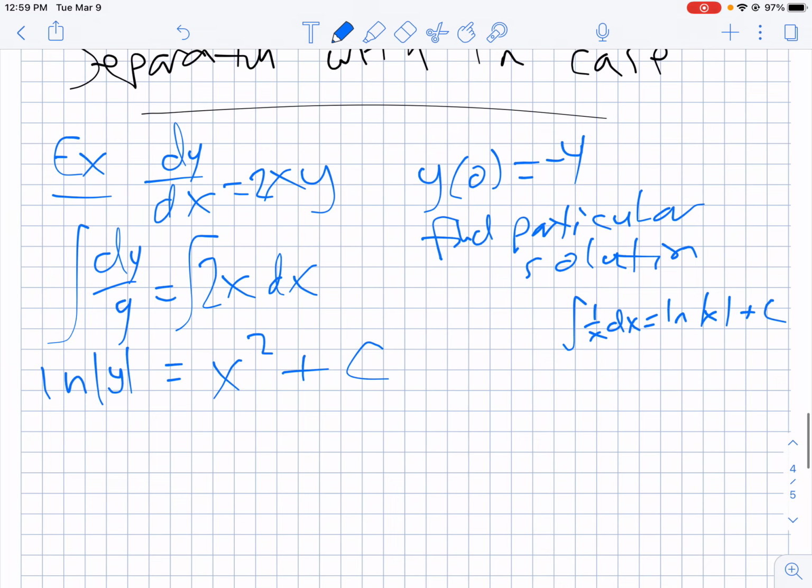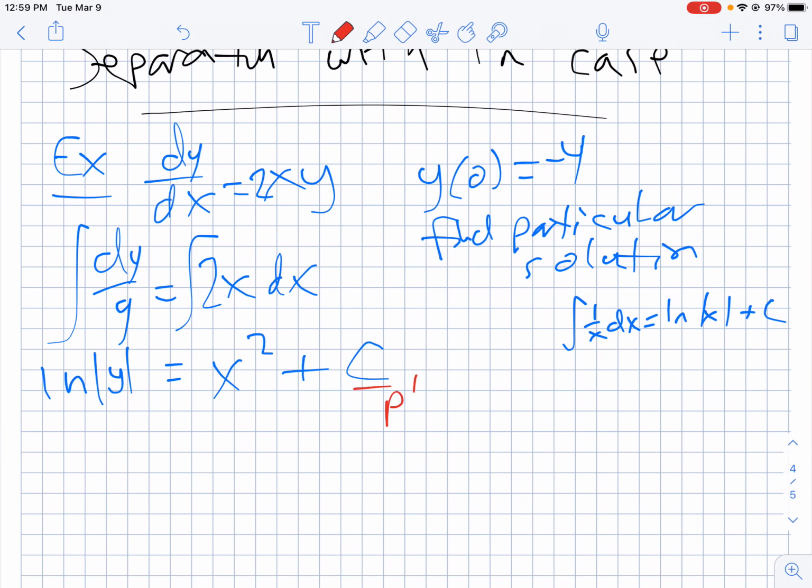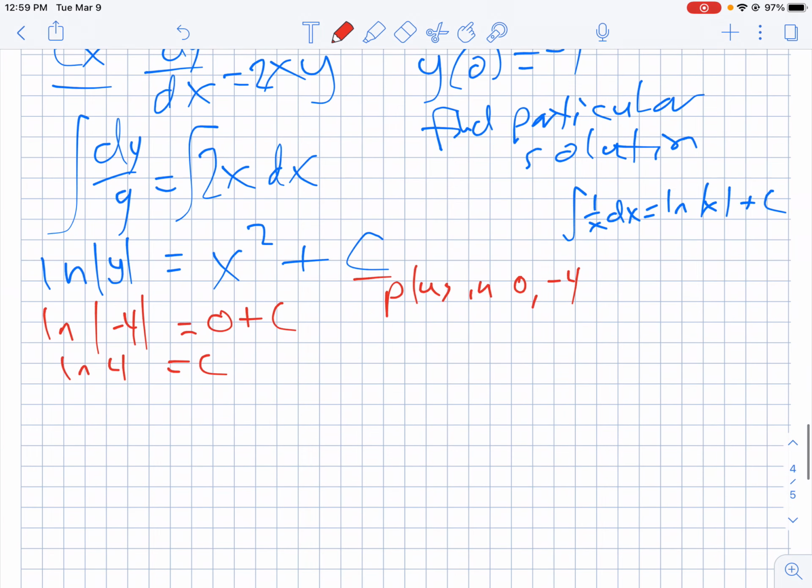Okay, now, again, this is the easy case where you just go ahead and plug in to find c. Nothing special there. So we're going to plug in (0, -4). So ln of the absolute value of -4, such as ln of 4, equals 0 plus c. So ln of 4 equals your c. So that tells us that the natural log of absolute y equals x squared plus the natural log of 4.